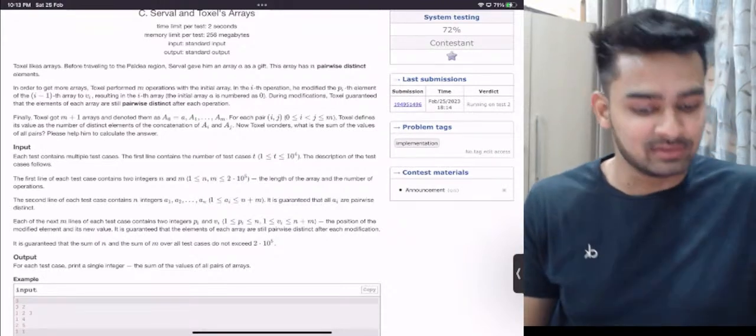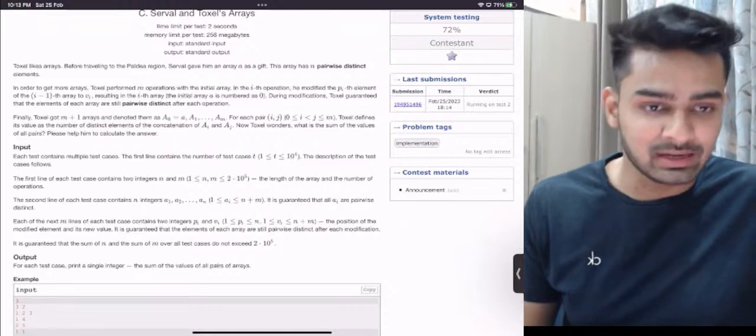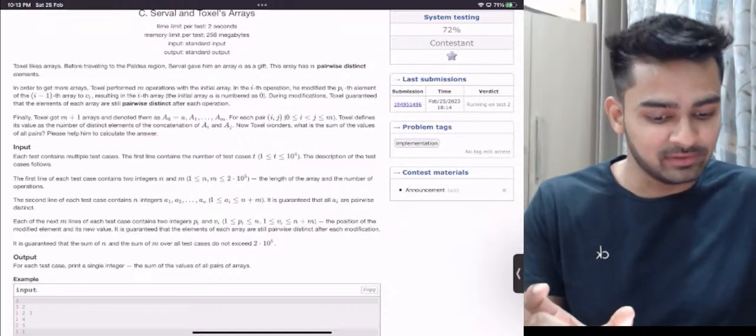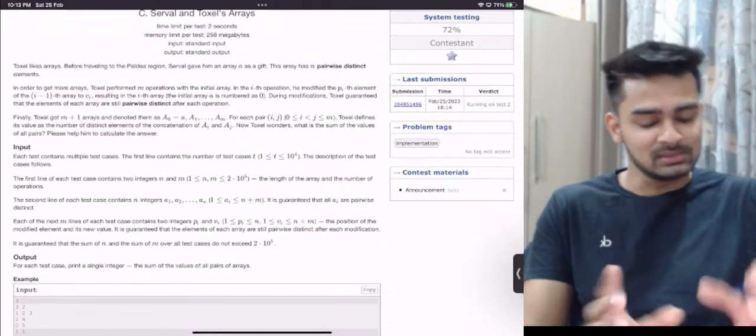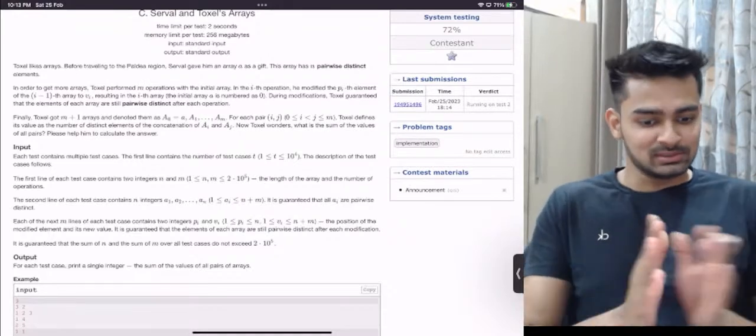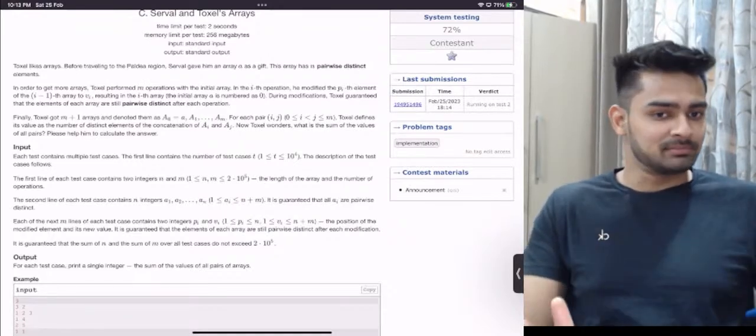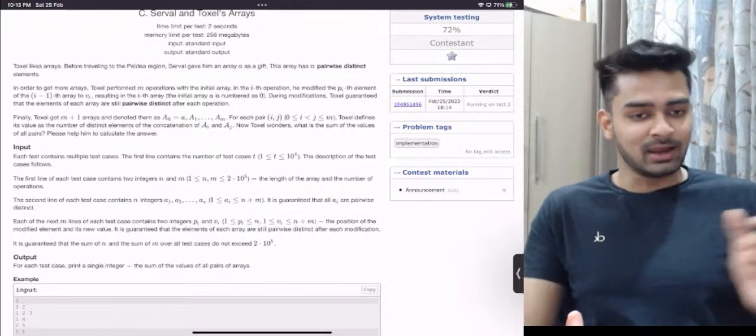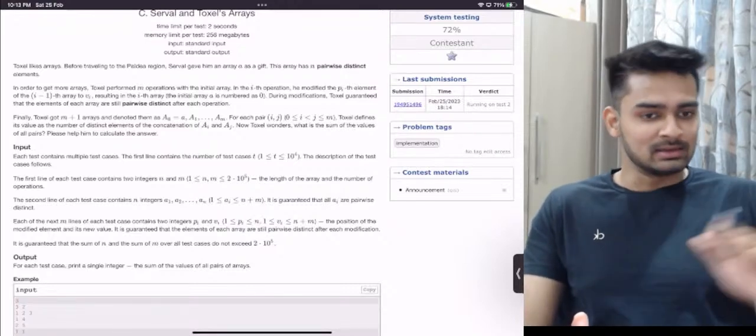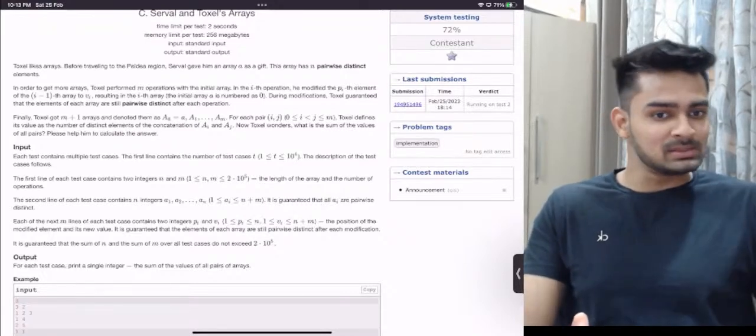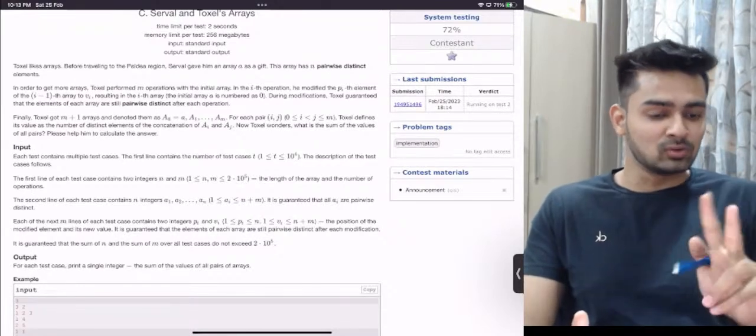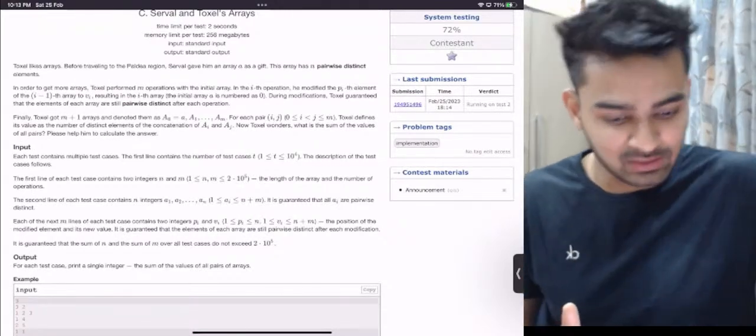The problem says: Toxel likes arrays. Before traveling to the Paldea region, Serval gave him an array A as a gift. This array has n pairwise distinct elements. Now, what does pairwise distinct really mean? It means any two values in the entire array are not the same, which means every value in this array is distinct. If I have 5 elements, all the 5 values will be distinct. No two values are the same. That is what pairwise distinct means.